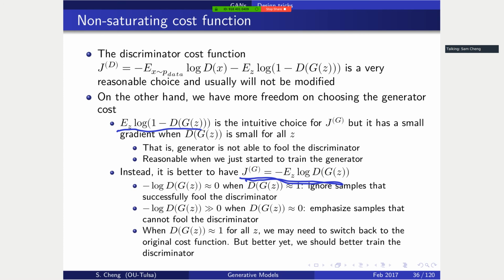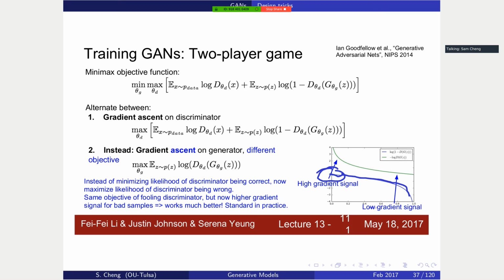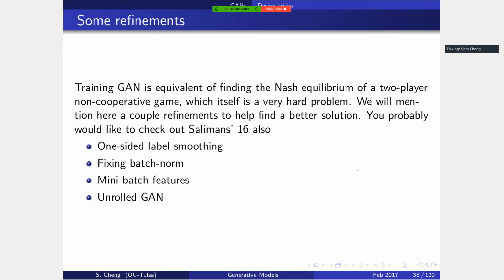It's still, for the generator, trying to make the discriminator think that what is generated is true. If the generator is really doing a good job, then D(G(z)) is equal to 1, and this will be equal to 0. But in the region at the beginning, where the generator is not doing a very good job, you will have a steeper slope here, so it can train faster. So this is just one trick. There are actually quite a few other refinements. I will go through some of them.